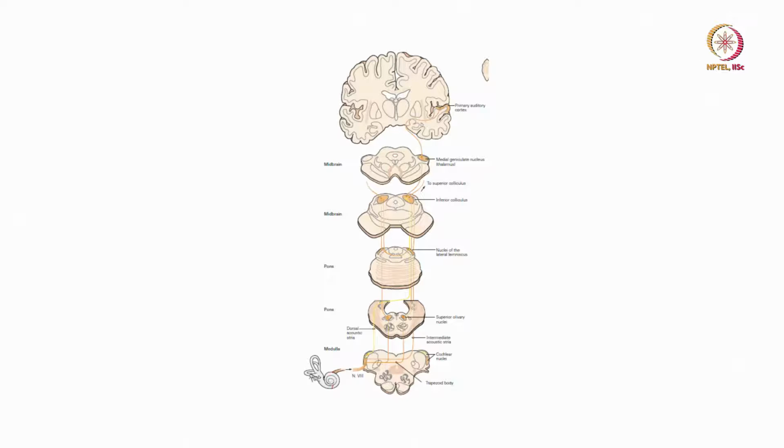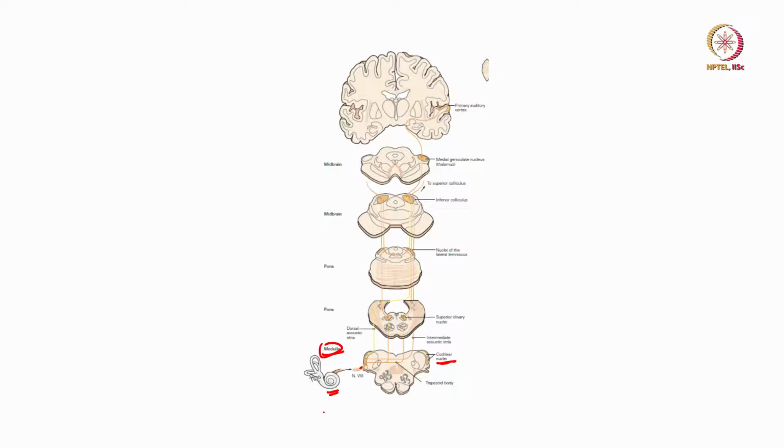Now, what happens with the pathway is something which I have to show. So, this is the inner ear and that is the cochlea. So, cochlea goes into the medulla. So, in the medullary section it goes into the cochlear nuclei.